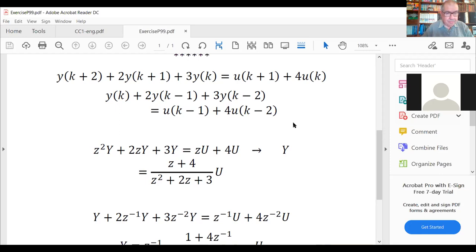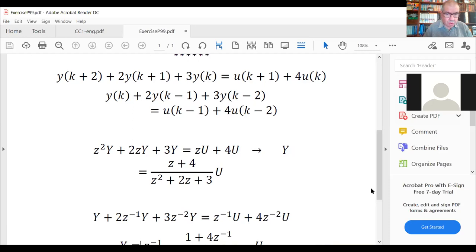Now, the first and the second equations are equivalent. It's just a matter of convenience. Apply the z-transform to the first equation. So you have the z-transform of y of k plus 2, with zero initial conditions, don't forget that. That's z squared Y, where capital Y is the z-transform of y, and so on. So Y is equal to z plus 4 divided by z squared plus 2z plus 3 times U. So this is the transfer function, the digital transfer function.